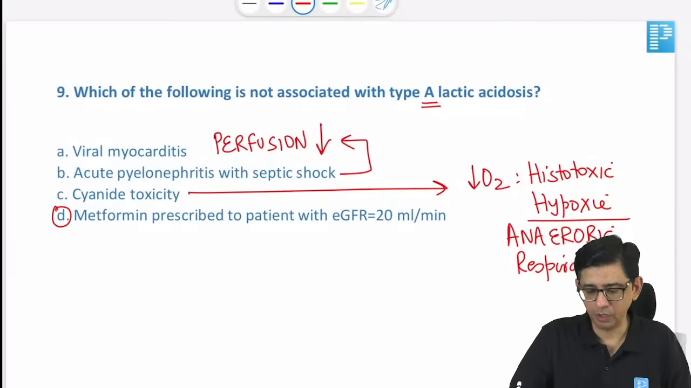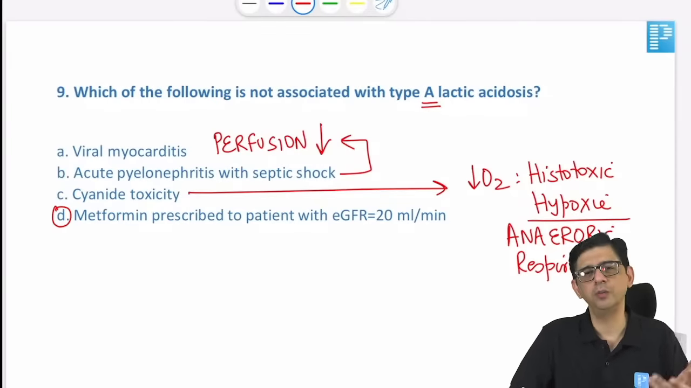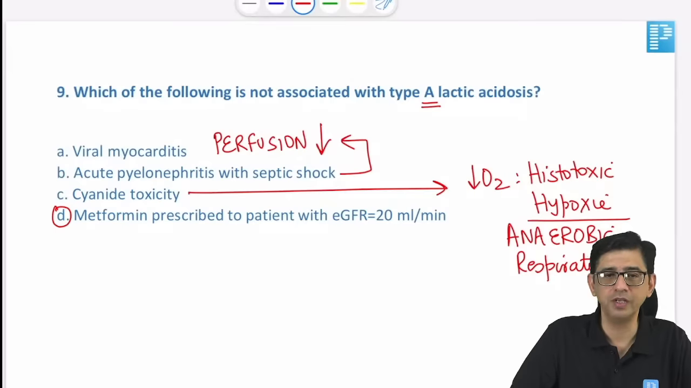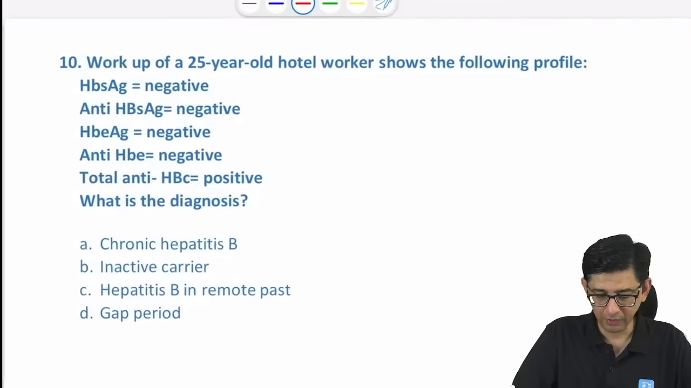Okay, so associated with, or it may not be associated. Okay, which of the following does not cause type A lactic acidosis? That could be better framing of this one. Great. This is the repeat one.